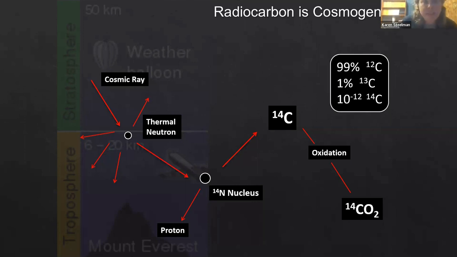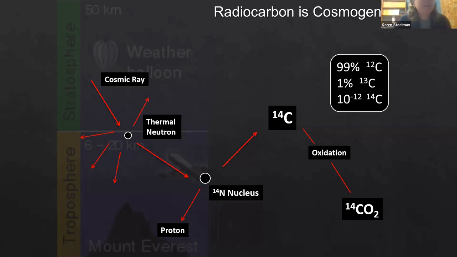Out of all this naturally occurring carbon that's on Earth, 99% of it is carbon 12, about 1% is carbon 13. And if you had a trillion carbon atoms, about one of them would be a carbon 14 atom. And so you have this mixture in all living things.